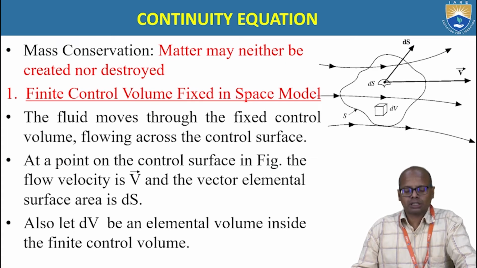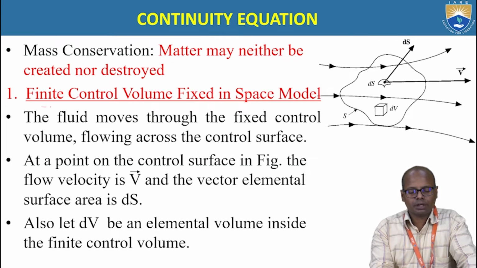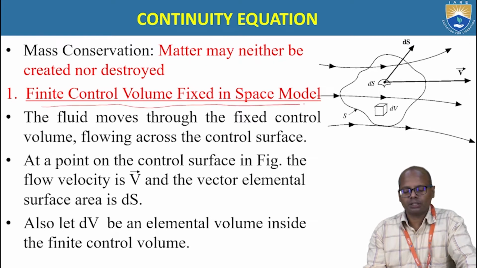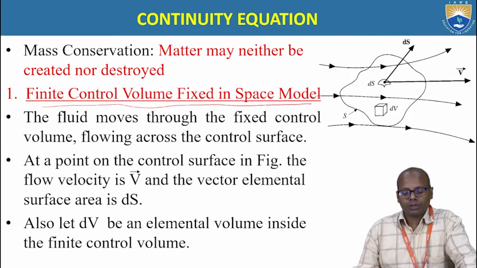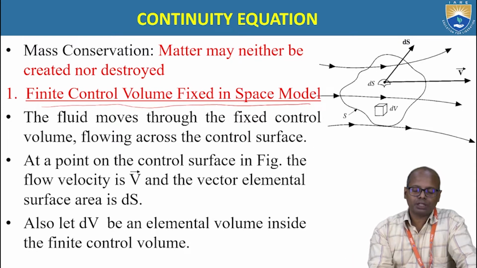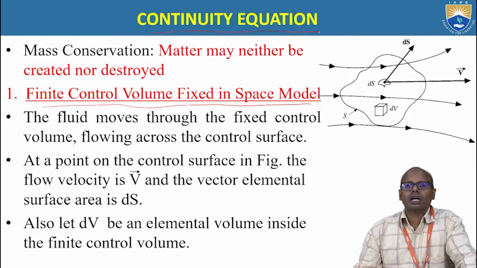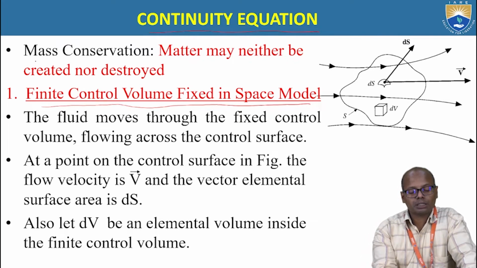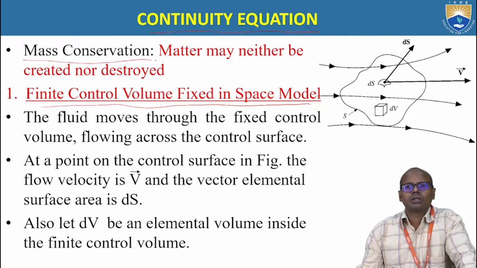So we have four models. First we'll consider the finite control volume fixed in space. Now, what is the basis of the continuity equation? As we have discussed already, it is based on the law of conservation of mass, or mass is conserved. Mass can neither be created nor be destroyed. It can be transferred from one form to another form, or from one point to another point. It cannot be destroyed.